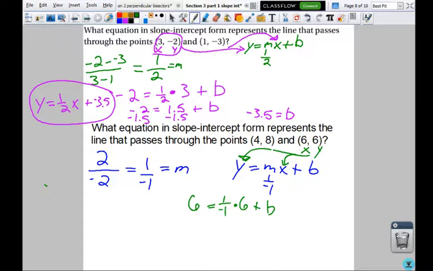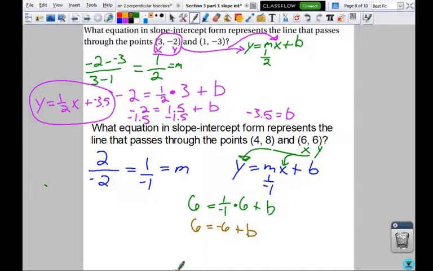All right, let's go over this. So Kinsey, what's the first thing we're gonna do on this one? I got the answer. Hold on. Count with your fingers. 6 equals 6 plus b. So we multiply right here, right? And we got what? Negative 6. So I get 6 equals -6 plus b.